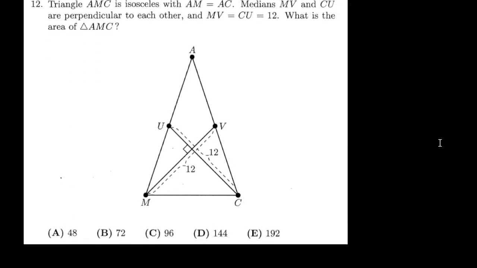Triangle AMC is an isosceles triangle with AM equals AC. Medians MV and CU are perpendicular to each other. Here MV and CU are 12. What is the area of triangle AMC? Okay, for the area of triangle AMC, what is the area?